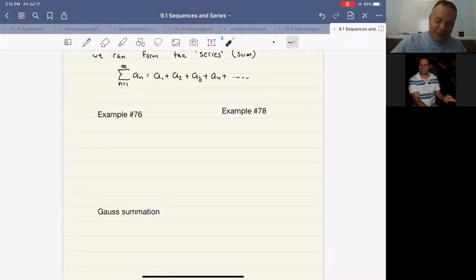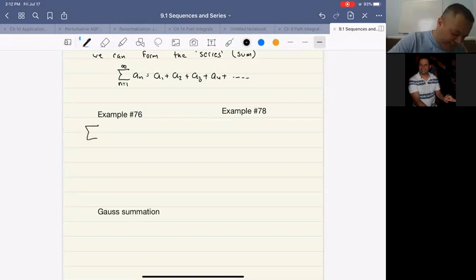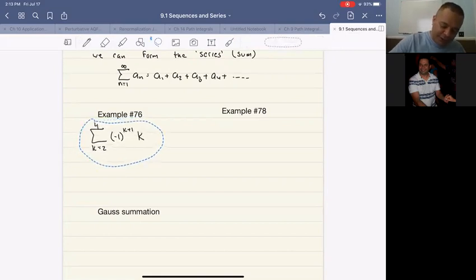Okay, so let's start with some very simple things. These are going to be finite. Example number 76 asks us to find the sum, k equals 2 to 4, of negative 1 to the k plus 1, times k. So all we're going to do here is take and find the appropriate sum.